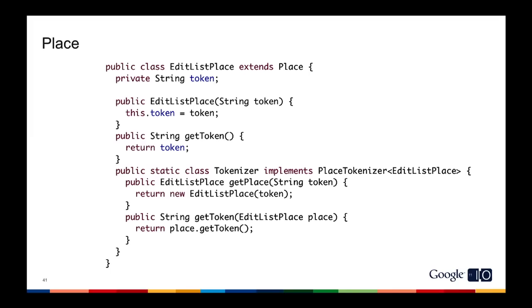So here's an example of a place. This one extends the place class, which is now in GWT. And the main part of it really is the tokenizer. The two methods are required. We have getPlace and getToken. And these just, you tell GWT how to translate the Java to a string and vice versa.